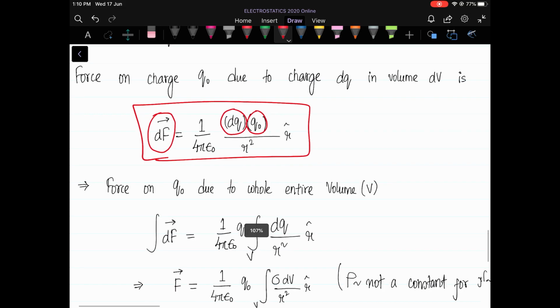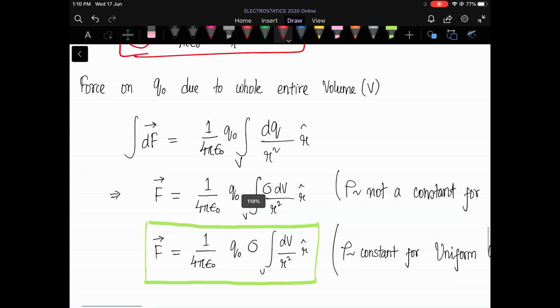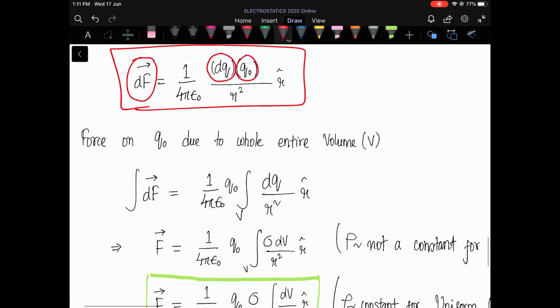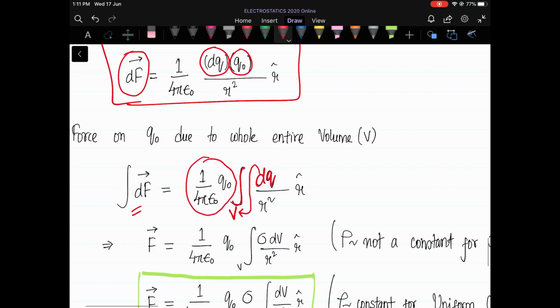Again, as you know, we want to find the force experienced by this charge due to the whole volume, because of which I'm simply going to integrate this equation, and I'm going to get 1 by 4 pi epsilon naught, q naught as constant, integration of dq for the whole volume V. That means we are going to add up all the charges that are present in the volume V, and then we have r square and then r cap.